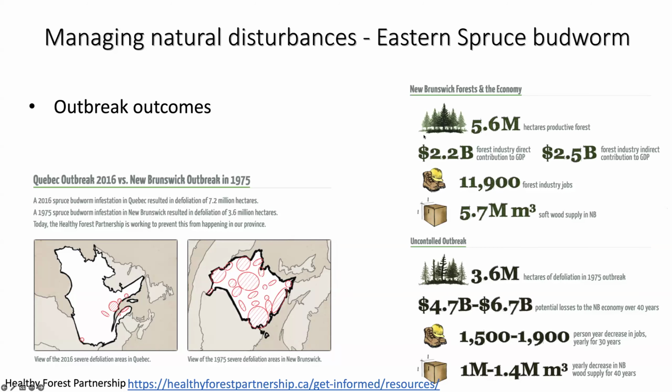Economically, this is data for New Brunswick. We know that it is an important industry. There are 5.6 million hectares of productive forest, almost $5 billion of direct and indirect contributions of this industry to gross domestic product, 12,000 jobs, and lots of wood being produced in this industry. The estimates if an outbreak were to be severe and uncontrolled are enormous, economically. And these are the numbers on the bottom, where you might lose half of your productive forest, a lot of that income, and many jobs over time.